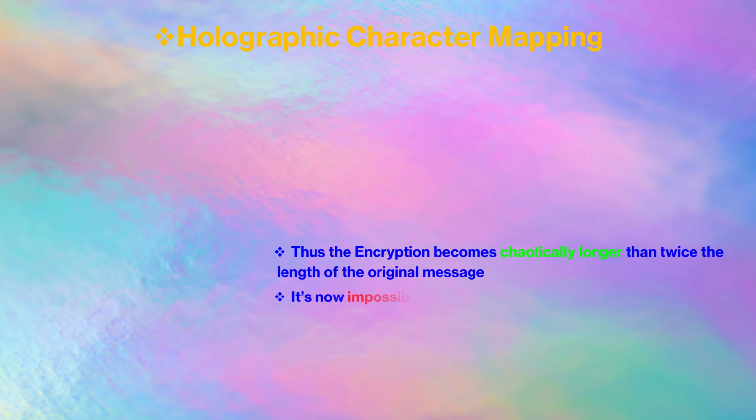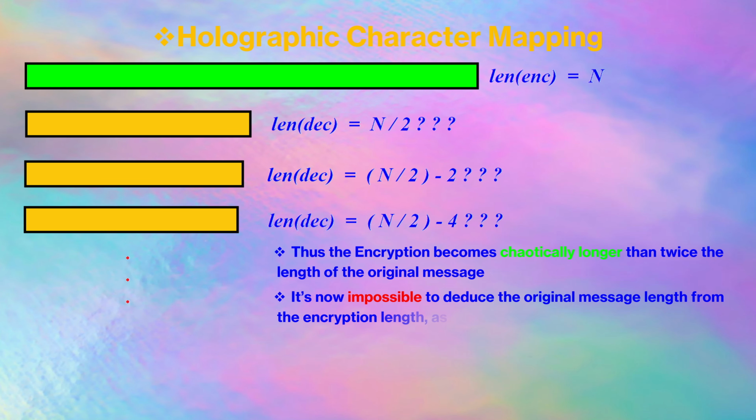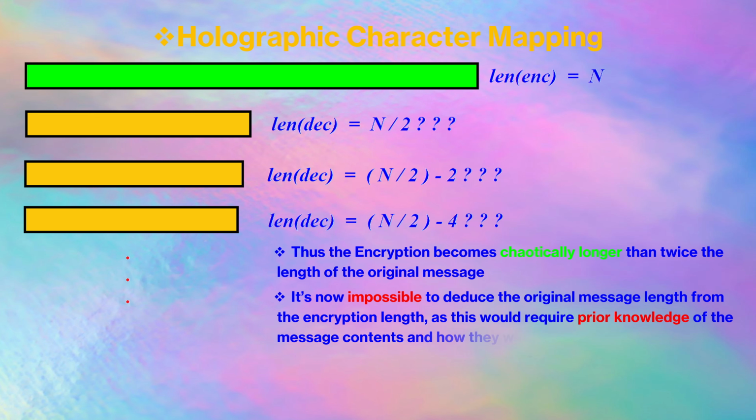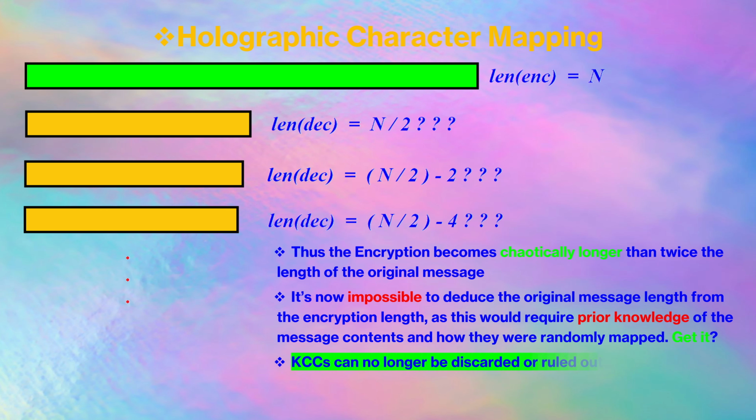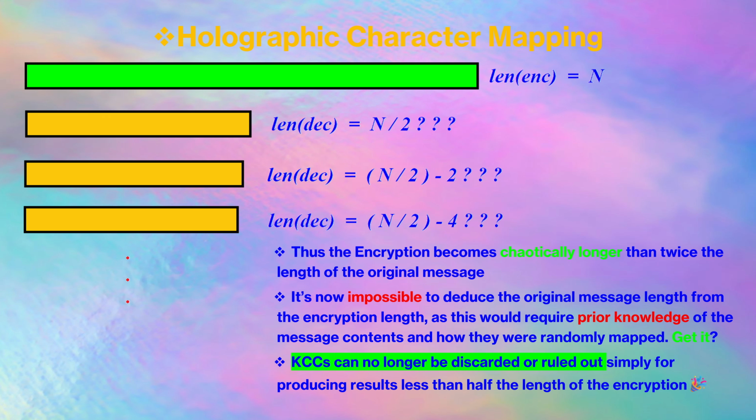Thus, the encryption becomes chaotically longer than twice the length of the original message. It's now impossible to deduce the original message length from the encryption length, as this would require prior knowledge of the original message contents and how they were randomly mapped. Get it? Key Codex Combos can no longer be discarded or ruled out simply for producing results less than half the length of the encryption, and this uncertainty quickly extends into the hundreds and thousands of digits and beyond.